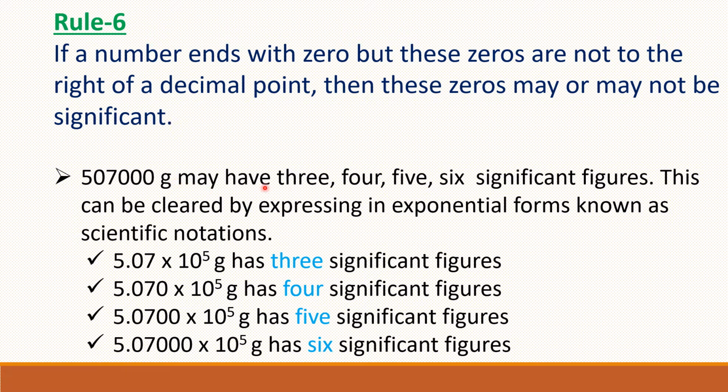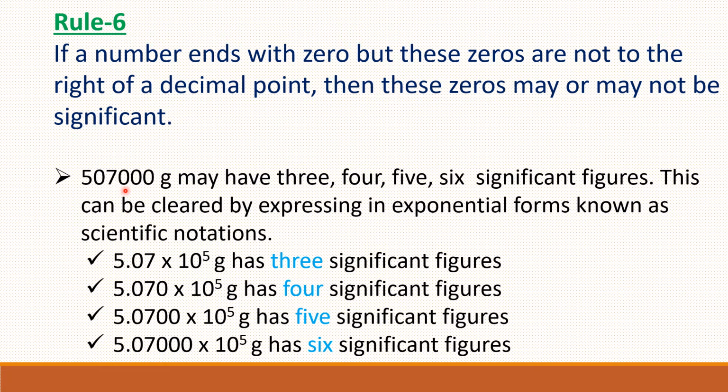5,07,000 grams may have 3, 4, 5, or 6 significant figures because this can be expressed in exponential form. See, 5.07 × 10^5. 5,07,000 can be expressed as 5.07 × 10^5, or as 5.070 × 10^5, or 5.0700 × 10^5, or 5.07000 × 10^5. Here, the significant figures are 3, 4, 5, and 6 respectively.